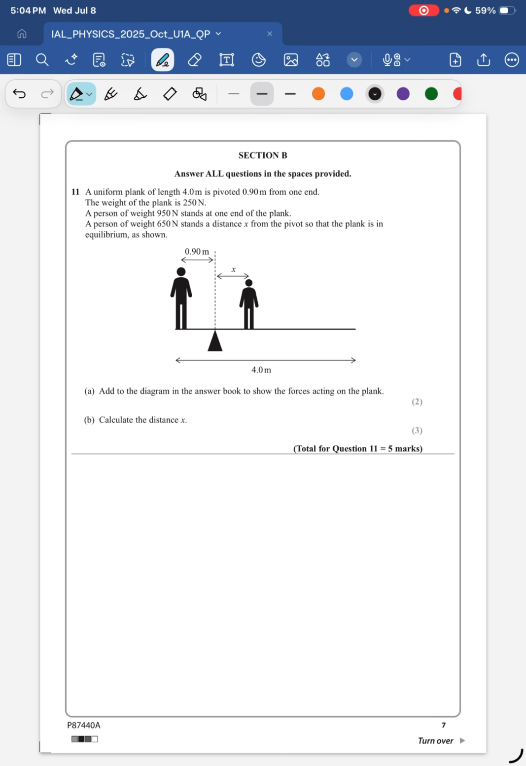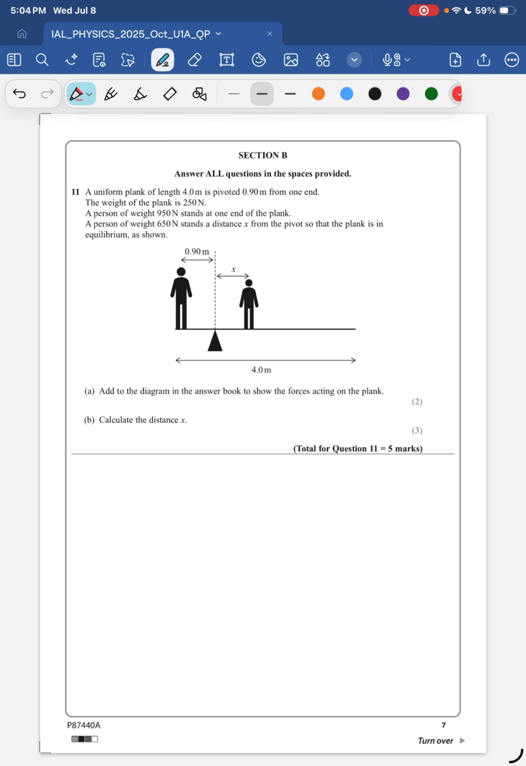Question 11. A uniform plank of length 4 meters is pivoted 0.9 meters from one end. The weight of the plank is 250 newtons. A person of weight 950 newtons stands at one end of the plank. A person of weight 650 newtons stands at distance x from the pivot so that the plank is in equilibrium as shown. Add to the diagram in the answer book to show the forces acting on the plank.